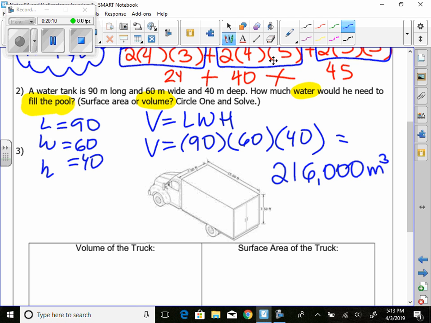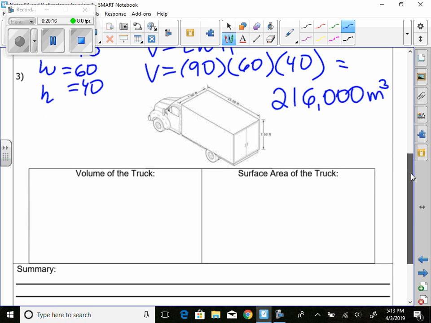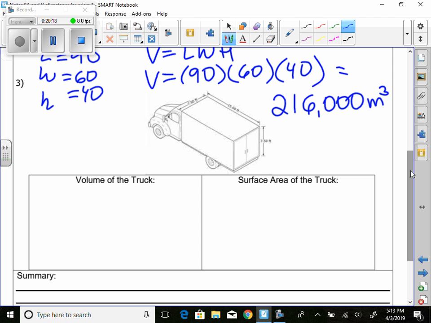Okay, I want you to finish up the last question by yourself. You are given a truck, you're given dimensions of the truck, and you need to find the volume and the surface area of this truck. Please continue working. Let me know if you have any questions.